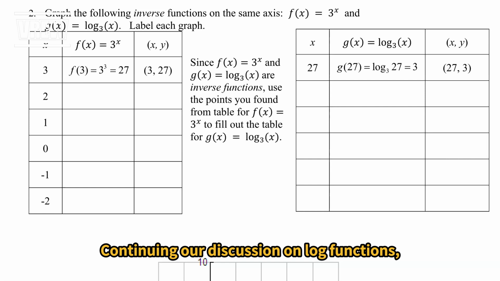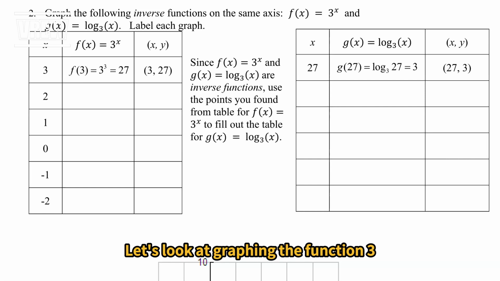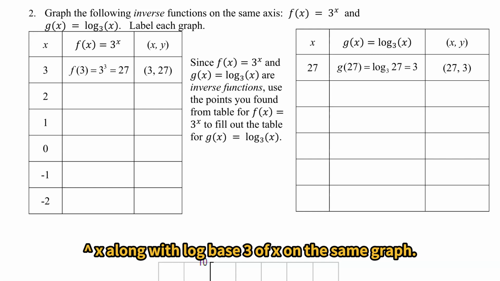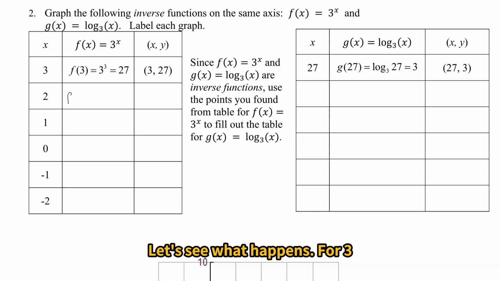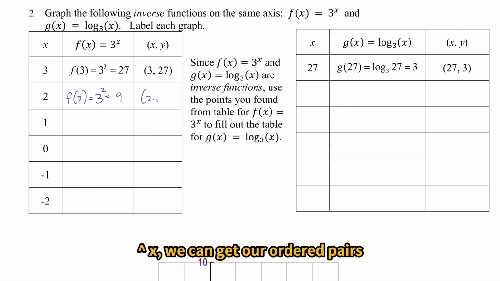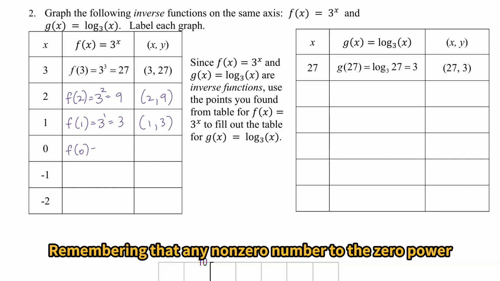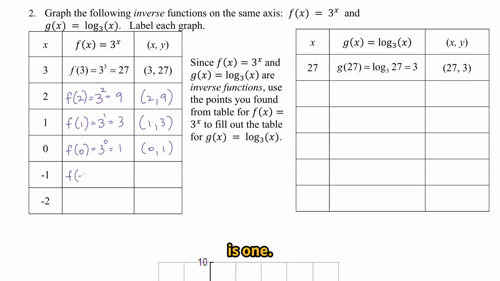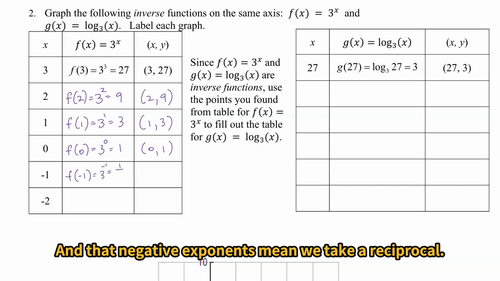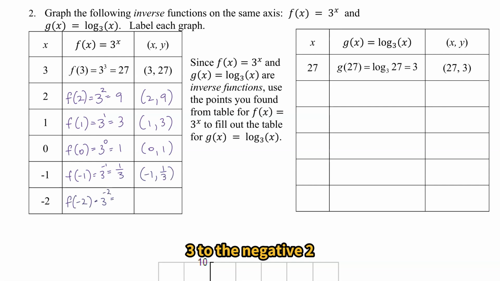Continuing our discussion on log functions, let's look at graphing the function 3 to the power x along with log base 3 of x on the same graph. And let's see what happens. For 3 to the power x, we can get our ordered pairs by plugging in integers, remembering that any non-zero number to the 0 power is 1, and that negative exponents mean we take a reciprocal. And so 3 to the negative 2 power will be 1 over 3 squared, which will be 1 over 9.